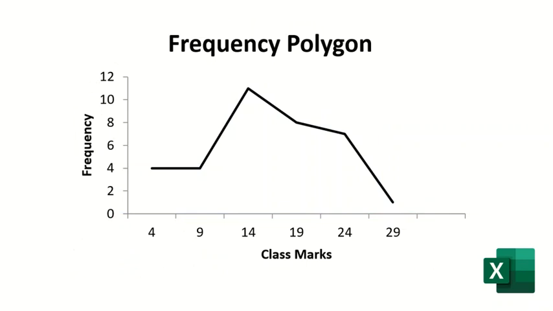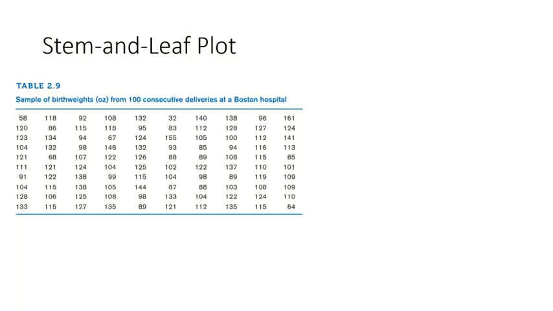We may simply use a line connecting the class marks from the histogram. The result is this frequency polygon. A quite remarkable way of both showing the shape of a data set and allowing an audience to see the distinct data points is by the use of a stem and leaf plot.